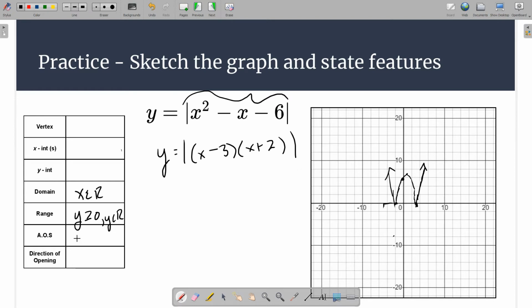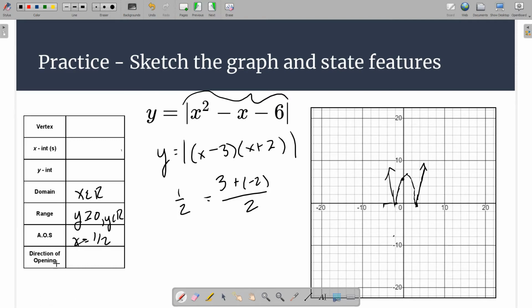My axis of symmetry will be whatever is halfway. So 3, what is that, -3? So no, it was +3. So 3 plus a -2 divided by 2. I'm just looking for where the middle of the function is. So that's going to give me 1/2. So my axis of symmetry is X is equal to 1/2.